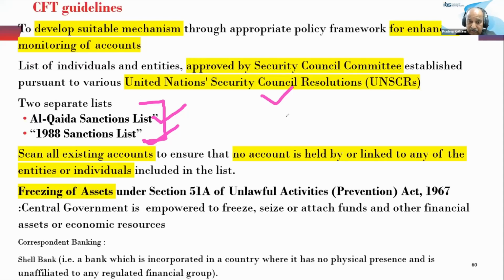When the Security Council sends the list to FIU, FIU in turn sends the list to the regulator. Then the regulator sends the list to the respective banks to see that anybody who is in the list or connected to the list, a bank account should not be opened. That is under the customer acceptance policy. Then under Section 51A of the Unlawful Activities Act, the central government has the power to freeze assets. These are a few things I think you should keep in mind.